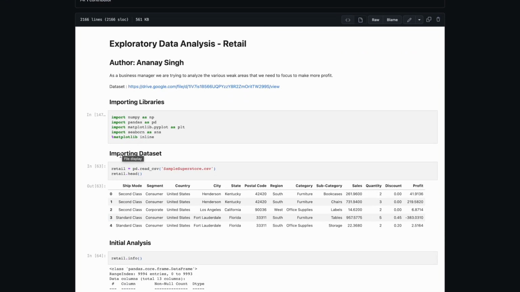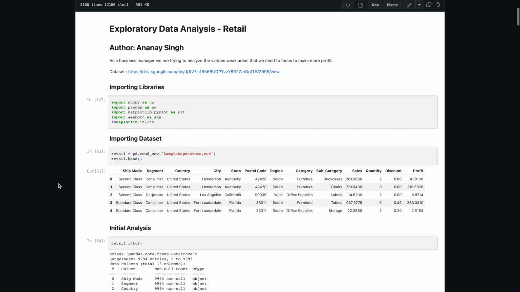Moving on, here what we are trying to do, as a business manager, is analyze the various weak areas, and we will be trying to find points so that we can maximize our profit, or mainly minimize our losses.